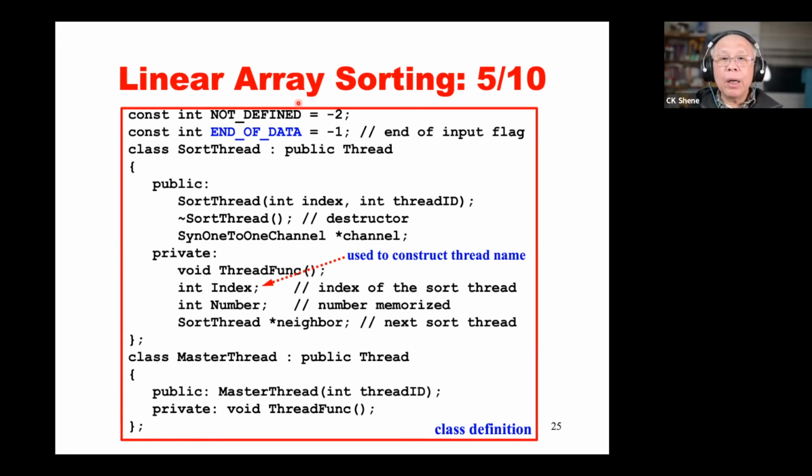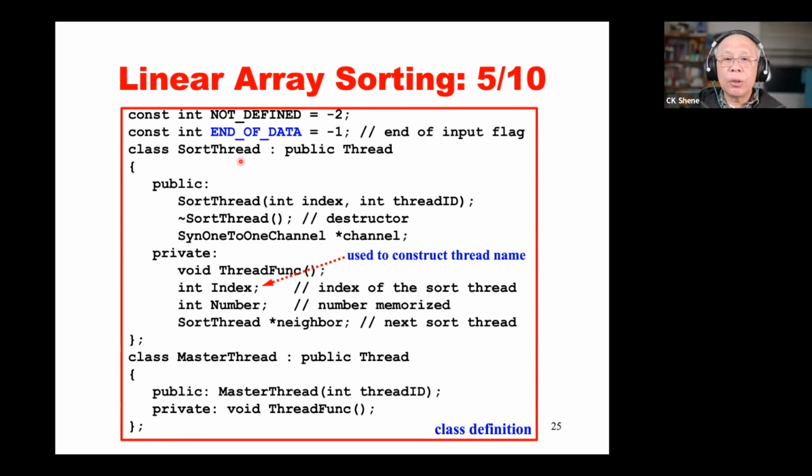Now we define a constant, not defined. The meaning of not defined is when a thread is created, of course, it doesn't have any value. So let me use -2.